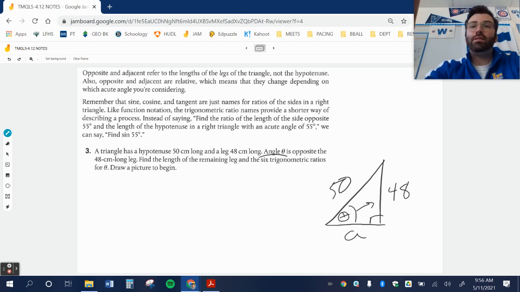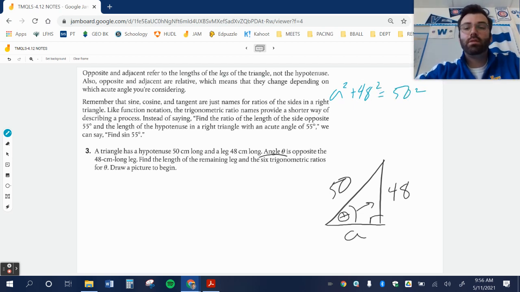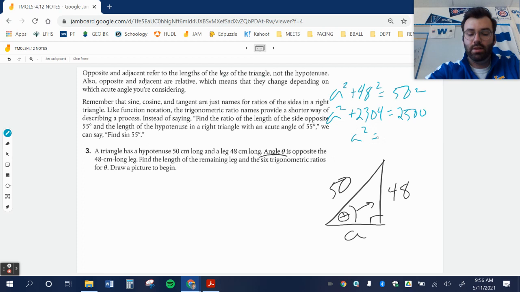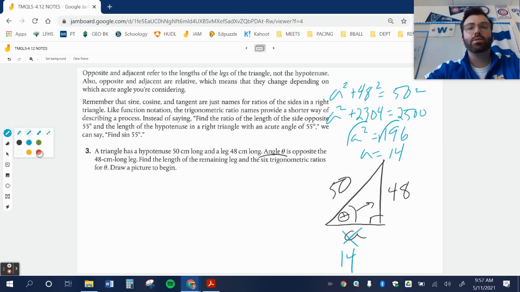So we want to find the remaining leg, so I'm going to use the Pythagorean theorem. A squared plus 48 squared equals 50 squared. So A squared plus 2304 is 2500. Subtract it. A squared equals 196. Square root, A is 14. So, all right, let's label this.